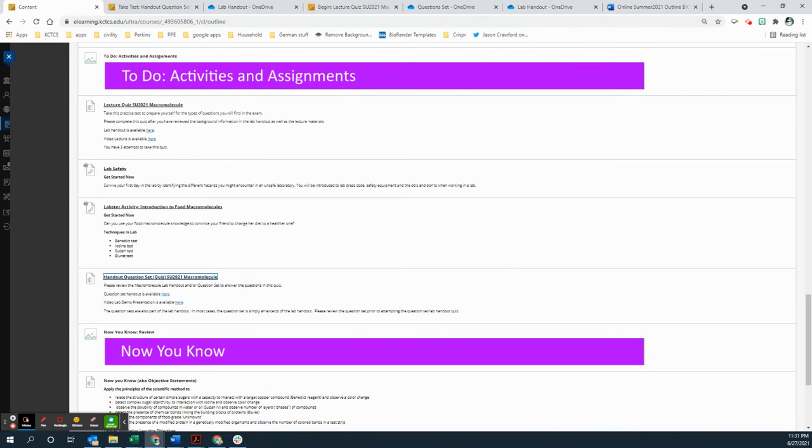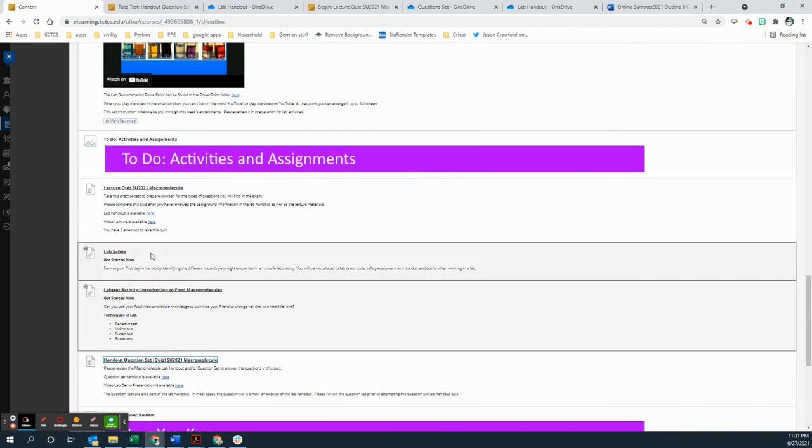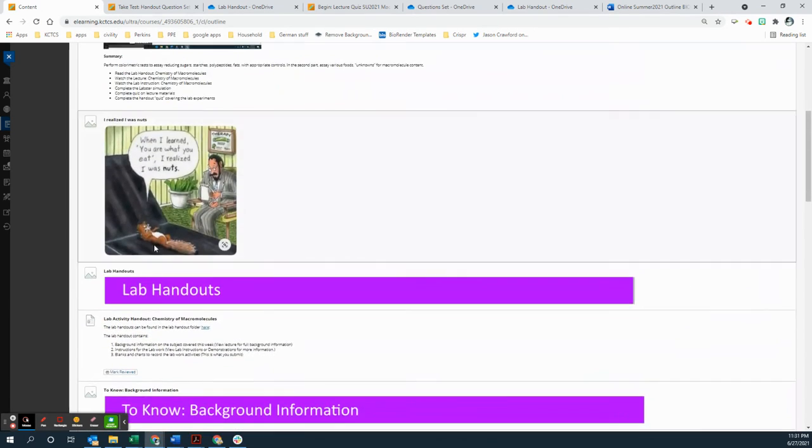Oh, wait, one more thing, the Labster. For Labster, I want you to do lab safety, and then the introduction to food molecules, which is actually the same tests: Benedict's, iodine, Sudan 4, and biuret. Watch out for the Sudan 4 a little bit. When you go online and you look at the Sudan 4, it comes in different preparations. The one that we have in our lab is a liquid. And actually, I think even the Labster activity may be different from the way that we do it. It very much depends whether it's a liquid or a powder.